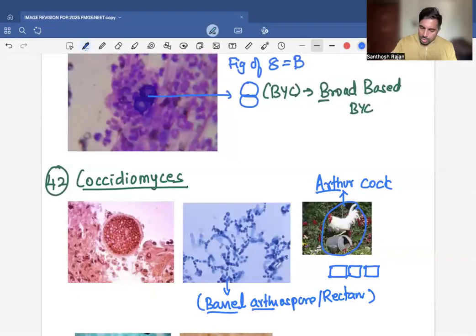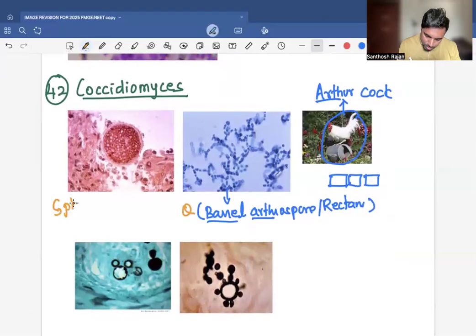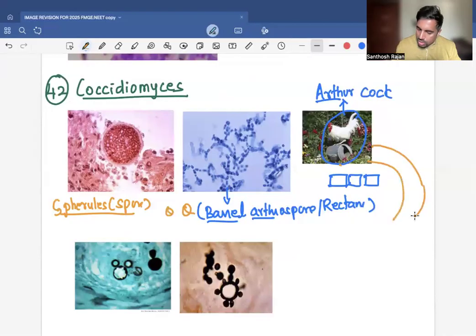This itself is a question. Number one. Number two, in the yeast form, you will see spherules with spores, like your Rhinosporidium. Usually they'll give you this picture only. But remember, this cock, where is it going? It's walking and traveling on the desert valley.